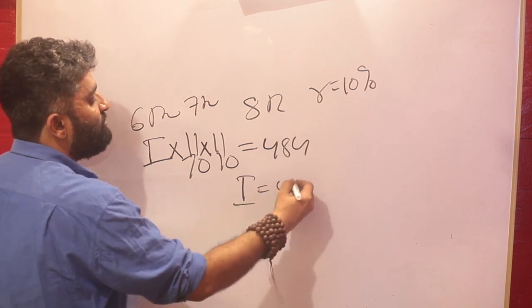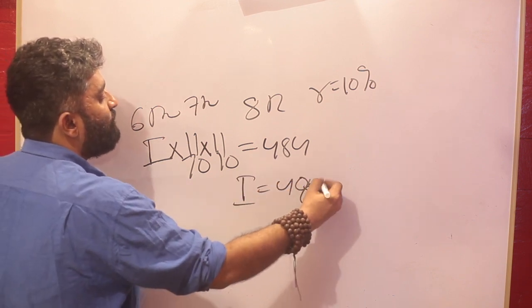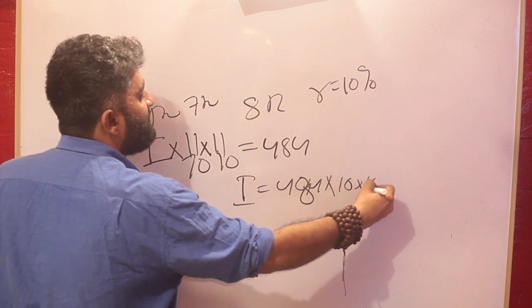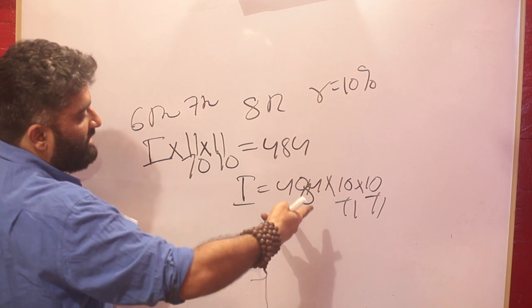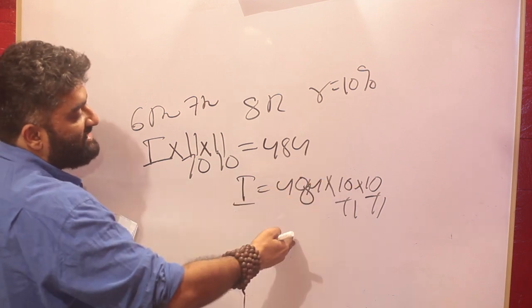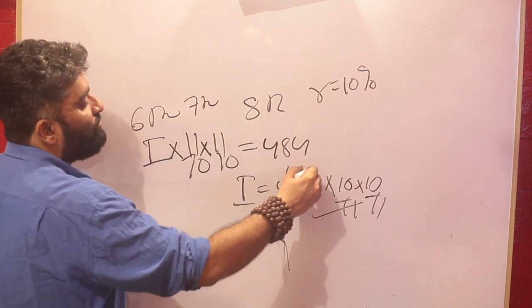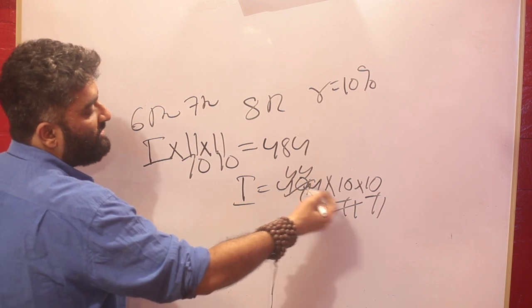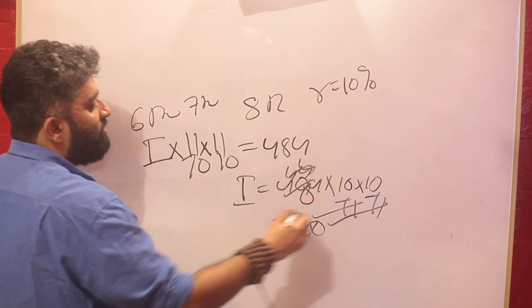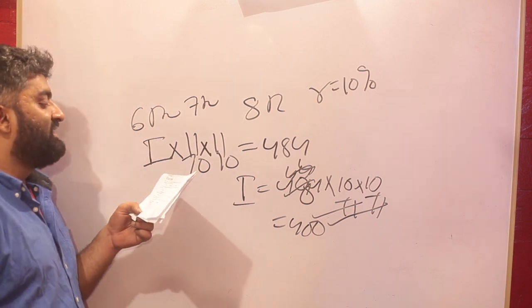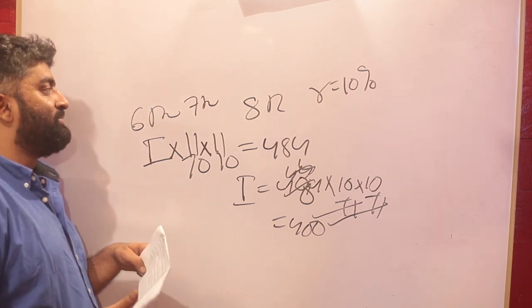So I is equal to 484 into 10 by 11 by 11. These multiplying factors were inversed and shifted to that side, right? 11 fours are 44, and 11 fours are 44. 4 into 10 into 10 gives you 400. So the interest in the sixth year would be 400 rupees, right?